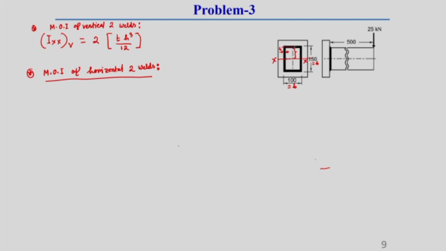So, let us consider this is the CG of this one weld. This is the CG which I am representing as G, small g1. Here I am writing it, then it will be more clear, that I have to use the parallel axis theorem.